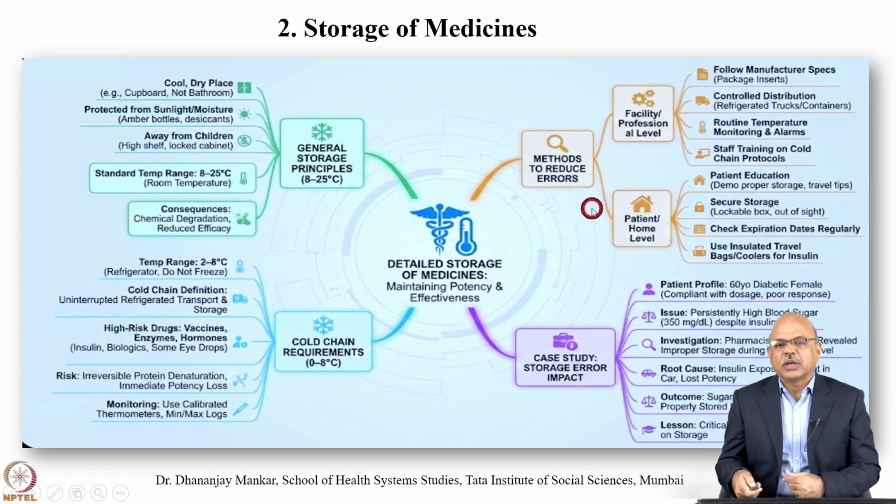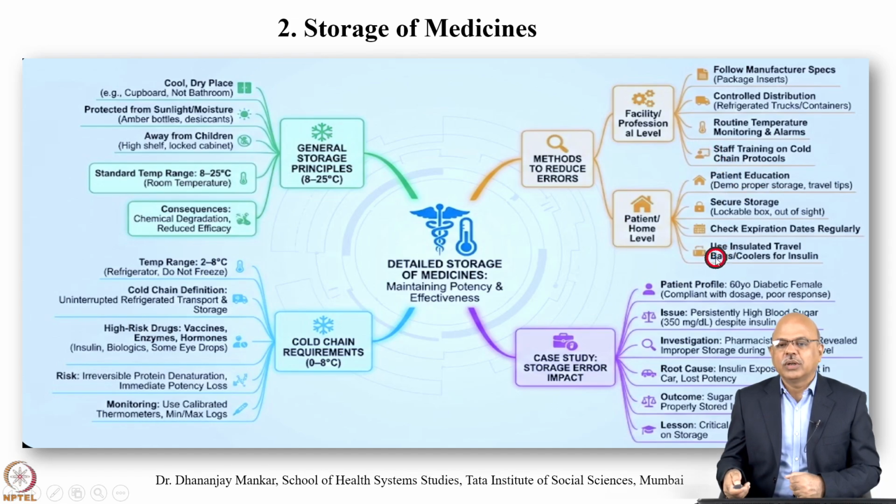What are the methods to reduce the errors? The methods can be distinguished at facility level and at patient or home level. At facility level, you need to follow manufacturer specifications like packaging inserts, controlled distribution with refrigerated trucks and containers, routine temperature monitoring and alarms, and staff training on cold chain protocol. To reduce errors at a facility level, it is very important to follow all these protocols.